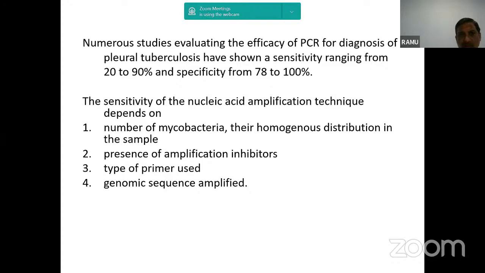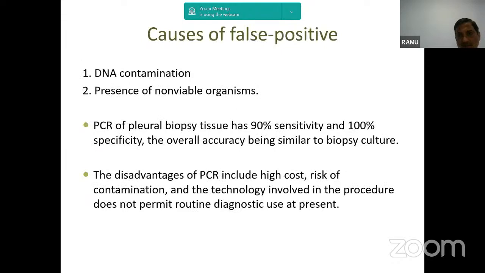Numerous studies have shown that PCR diagnosis of pleural tuberculosis has a sensitivity ranging from around 20 to 90% and a specificity of 78 to 100%. The sensitivity of the nucleotide amplification technique depends on the number of Mycobacteria, the presence of amplification inhibitors, the type of primer used, and genotype sequence amplification. Based on this, the sensitivity and specificity will vary. False positives can be caused by DNA contamination or the presence of non-viable organisms, as I said previously.